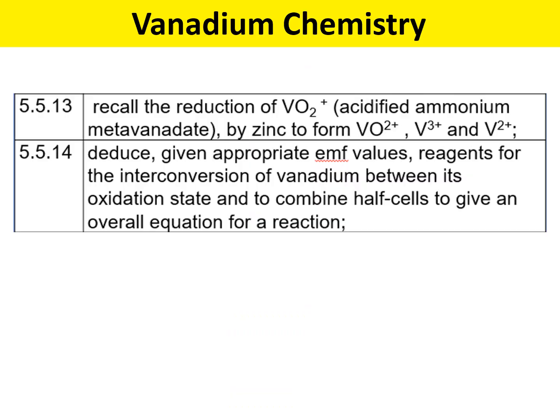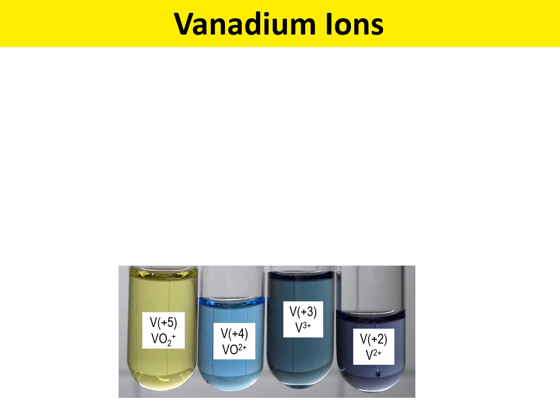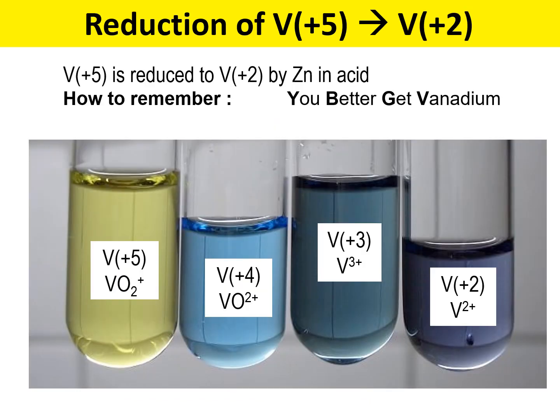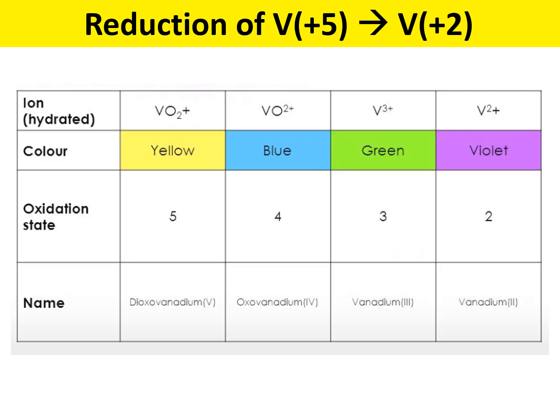We're now going to move on to the last part of this topic, which is where we're going to look at vanadium chemistry. Vanadium exists in the +2, +3, +4 and +5 oxidation states, and these ions have distinct colours. Vanadium can be reduced from the +5 oxidation state to the +2 oxidation state using zinc in the presence of hydrochloric acid. Here are the names of the different ions that are present during this reduction with their associated colours.